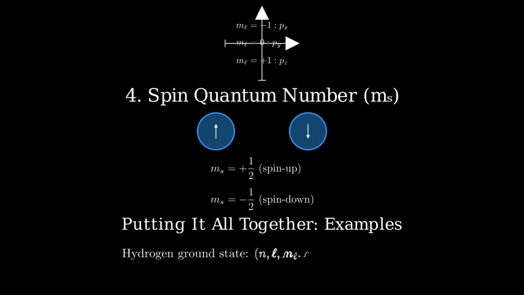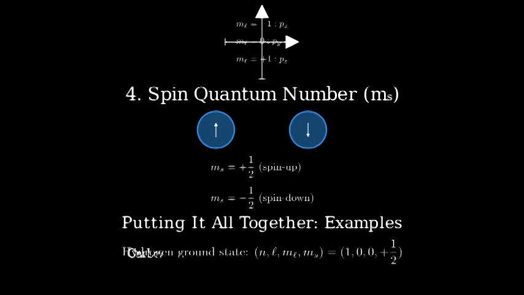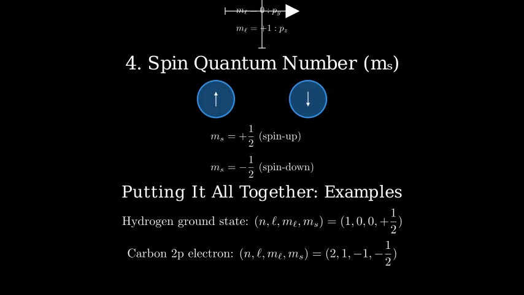In the hydrogen ground state, the electron has quantum numbers n equals 1, l equals 0, m sub l equals 0, and m sub s equals plus 1/2. For a carbon atom, one of the electrons in the 2p orbital might have quantum numbers n equals 2, l equals 1, m sub l equals -1, and m sub s equals -1/2.